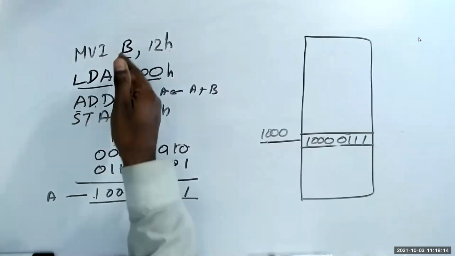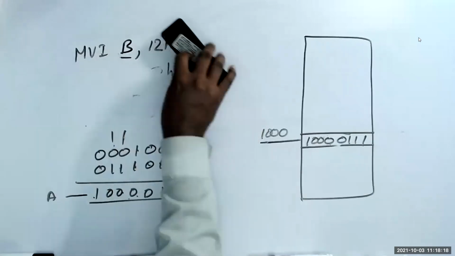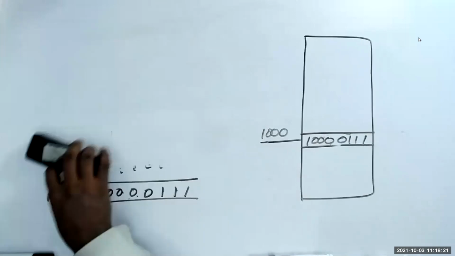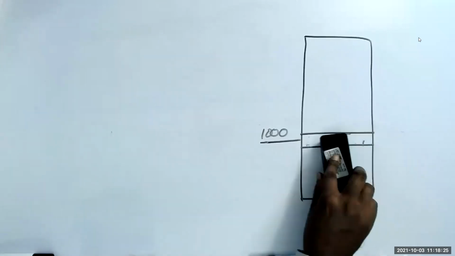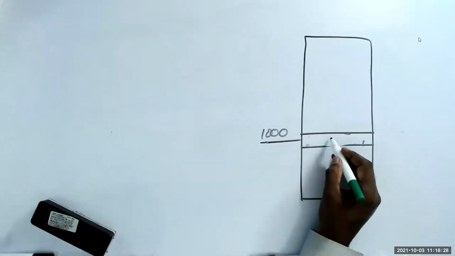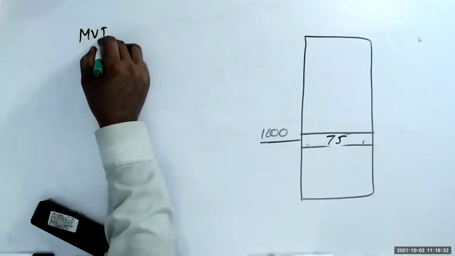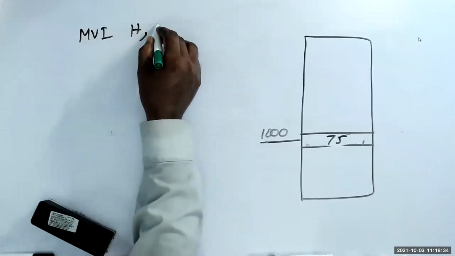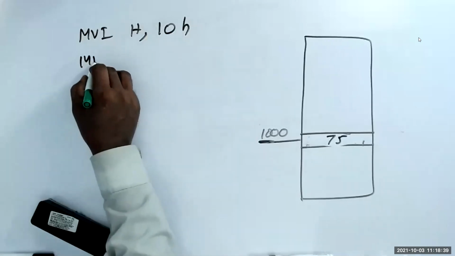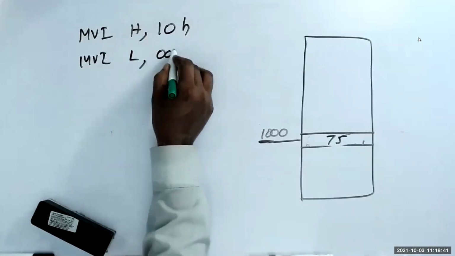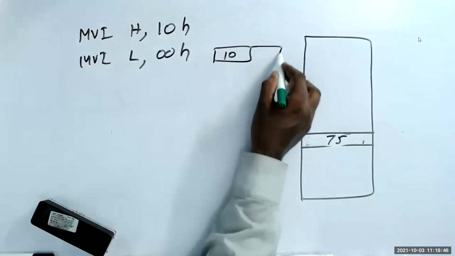It is possible, but they have given one more instruction now. It's for our convenience. How do you use it? I'll tell you later. Here you have 75. I can put move immediate H, 10H, because the address is 1000, and move immediate L, 00H. Now H becomes 10, L becomes 00.